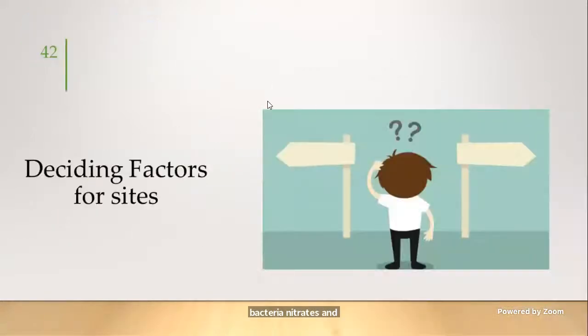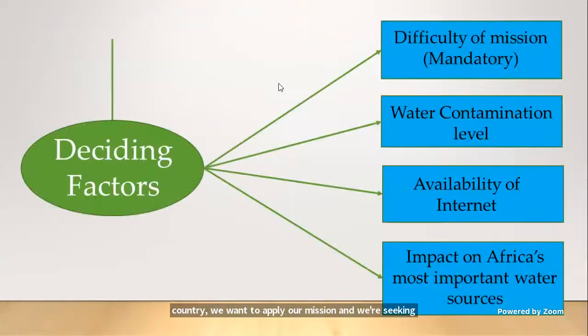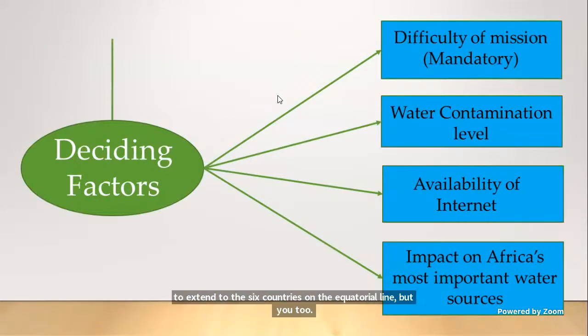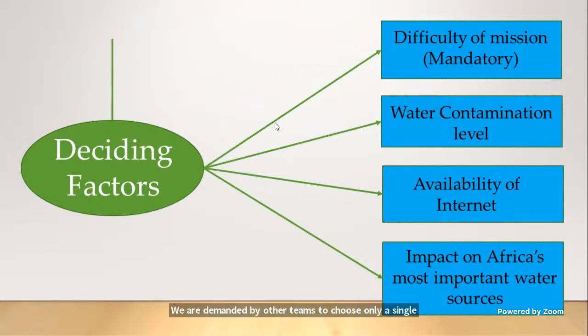Now returning to our main point, which country or countries we want to apply our mission in. We are seeking to extend to the 6 countries on the equatorial line, but due to the increased level of difficulty, we are asked by other teams to choose only a single country. So we put some deciding factors to help us choose one of them.